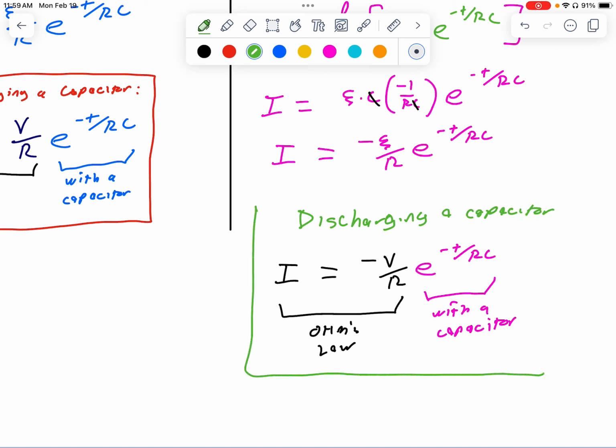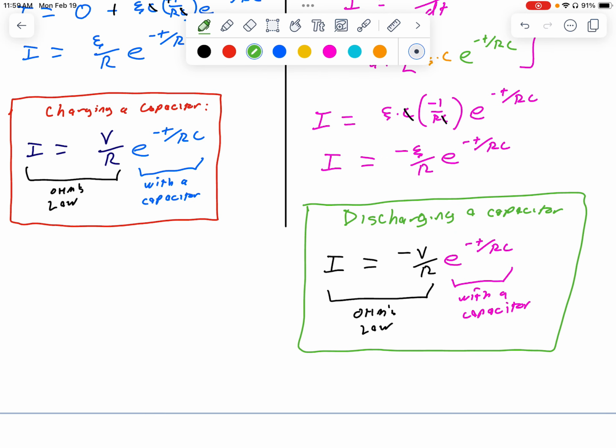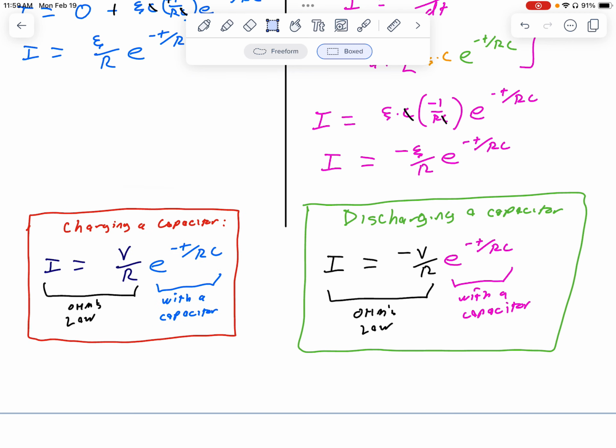All right, and if I look at these two side by side, okay, look, it's the same equation with the one exception of that little negative sign, which means that when we charge up a capacitor, the current flows in one direction. When we discharge the capacitor, the current flows in the other direction. That's it. All right, pretty cool.